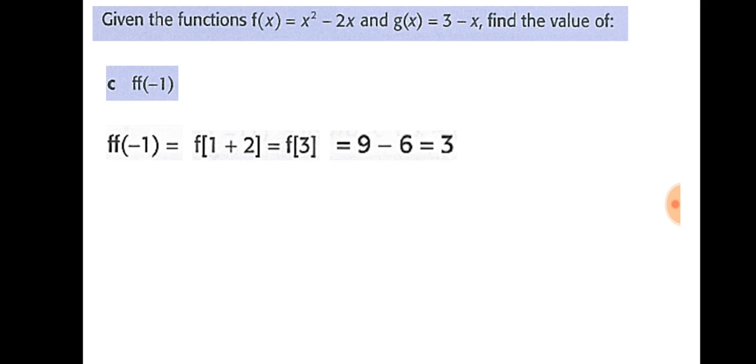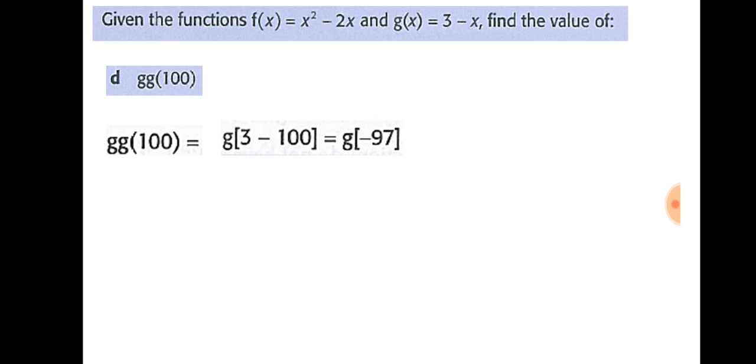F of minus 1. To find this, we can write this one as f of, instead of f of minus 1, we write 1 plus 2 by replacing x with minus 1 in function f of x. So we get f of 3. Now we replace x with 3 in function f of x. We get 3.